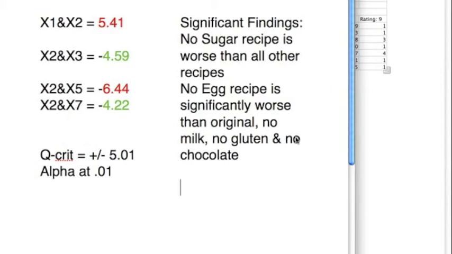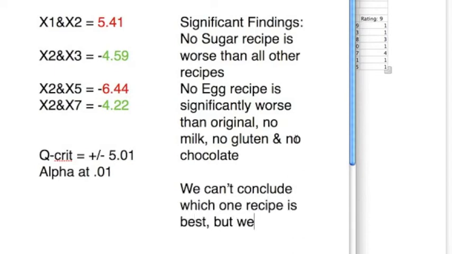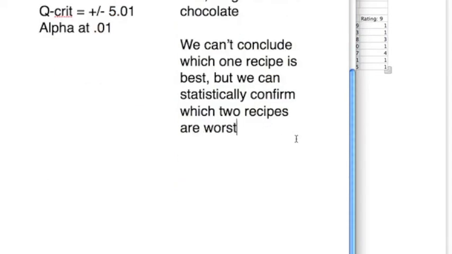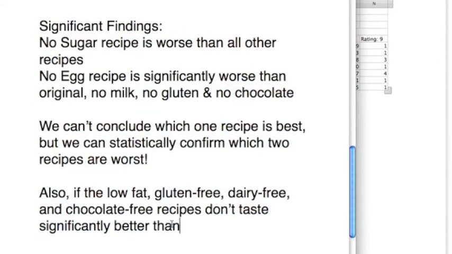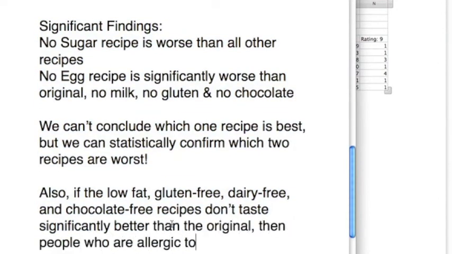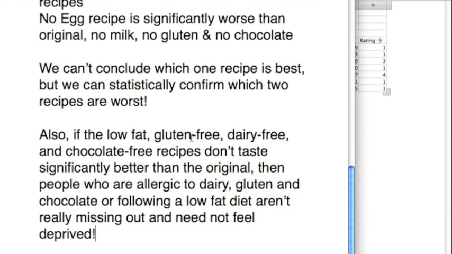So now it's time to type up the conclusion. What can we practically apply from this? Well, we can't for sure say which cake recipe was better, but we for sure can say which two recipes were worse. So if you are allergic to eggs or diabetic, sorry, we haven't found a good cake recipe for you yet. But the good news for people on low-fat, gluten-free, dairy-free, or chocolate-free diets is that those recipes don't taste significantly better or worse than the original. So they shouldn't feel like they're missing out on anything. Is that what this experiment was all about? I think that's what this experiment was all about.